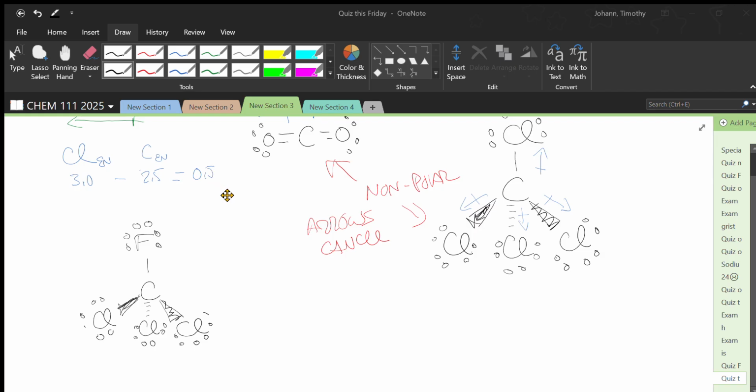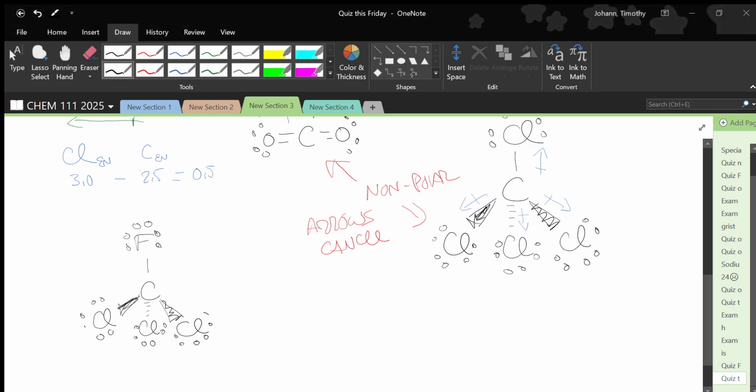All right. So let's go back to this. Chlorine. The chlorine-carbon bond we decided was 0.5, right? That's got an electronegativity difference of 0.5. We're calling that polar. I'll go ahead and do these in green. So I'm going to draw some lines like this.